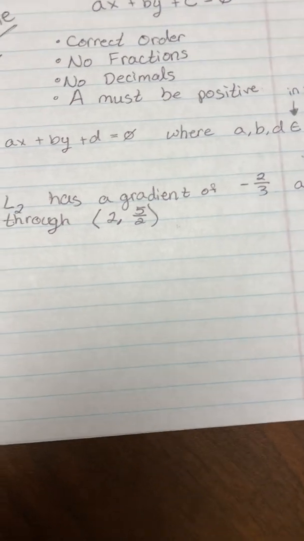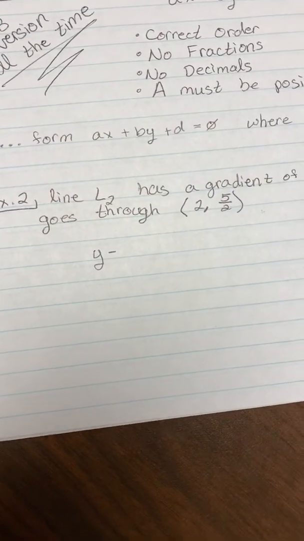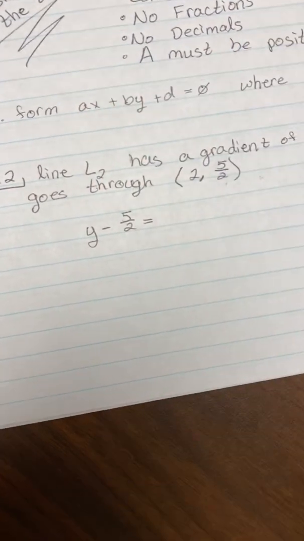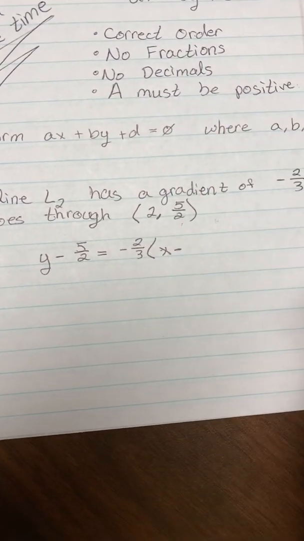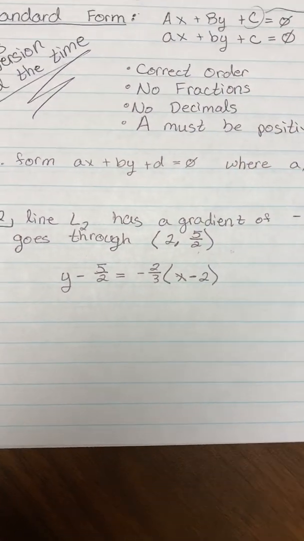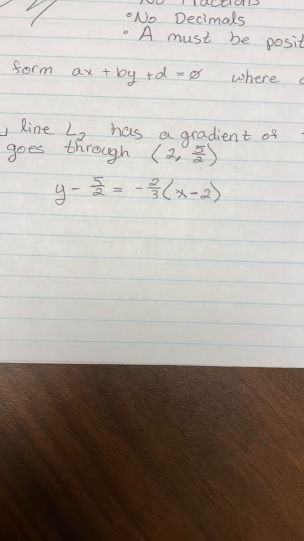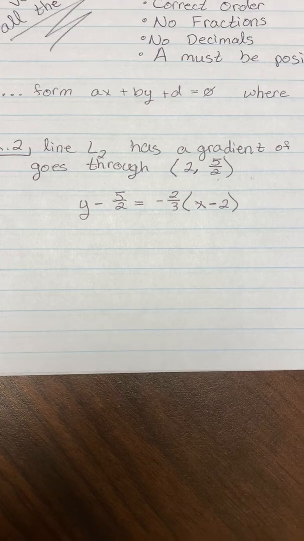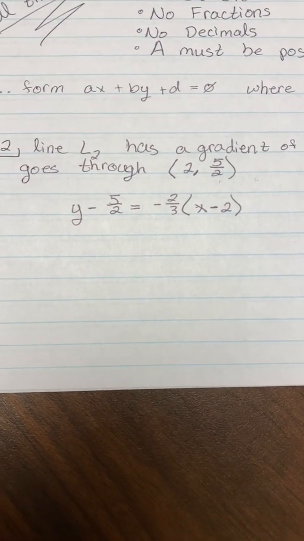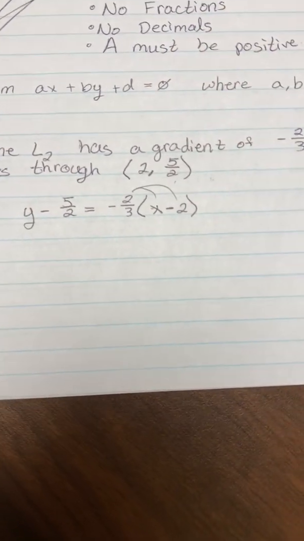The question tells us what form to use. So let's go ahead and substitute what we know. Point gradient form is y minus y1, which is 5 halves, equals our gradient, negative 2/3, times the quantity x minus x1, which is 2 in this case. And to reiterate, x and y are still present here in this equation. Now, read directions, and you're going to have to do math mostly in order to put it in a specific form. So, if it wants us to put it in slope-intercept form, what we're going to do is distribute.